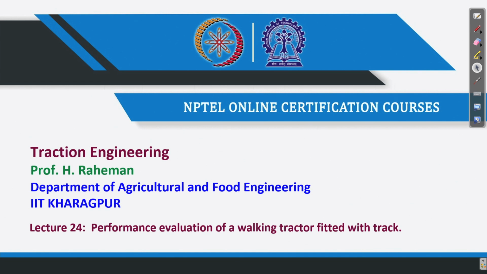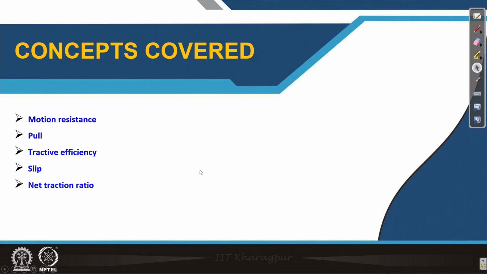I will try to give a description about how to evaluate the performance of a walking tractor when it is fitted with tracks. Wheels and tracks are the two common traction devices usually fitted on a tractor. When I say walking tractor, this study is confined to the power tiller, since the power tiller is operated by a human being who has to either walk behind or sit on a frame to control or guide the operation of the power tiller. That's why we call it a walking tractor.